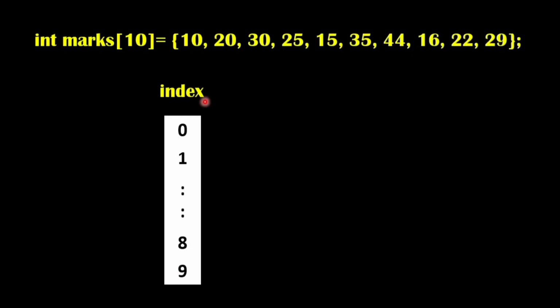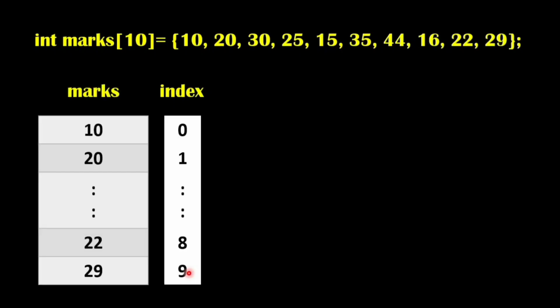So we have an index here. Index starts from 0 and it ends at 9. So there are a total of 10 indices. Indices is the plural form of index. So we have the array marks. It has elements 10, 20 and so on till 22 and 29. We can access element 10 using index 0. We can access element 20 using index 1.